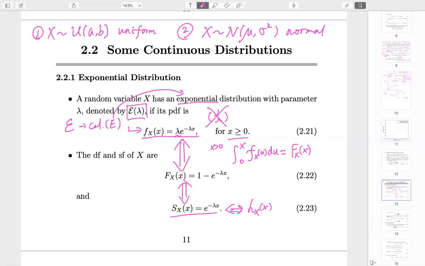From small f, I integrate to get big F. From big F, I subtract from 1 to get the survival function. From the survival function, I can take the logarithm, take the derivative, and put a negative sign to get the hazard function. From the hazard function, I can integrate and take the exponential to get the survival function. From survival, 1 minus it gives me the CDF. So it's two-way traffic. When we define a continuous random variable, we can pick any one of them. Here we pick the probability density function. You can choose the CDF, survival, or hazard function, whichever you prefer. It's okay.